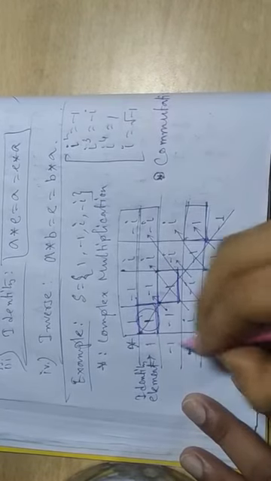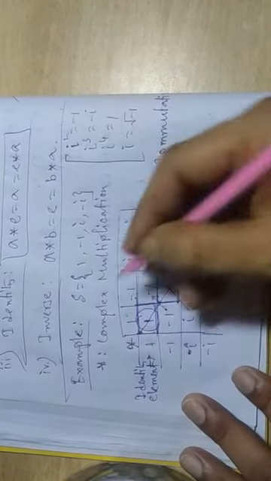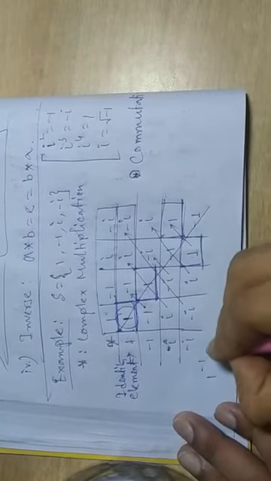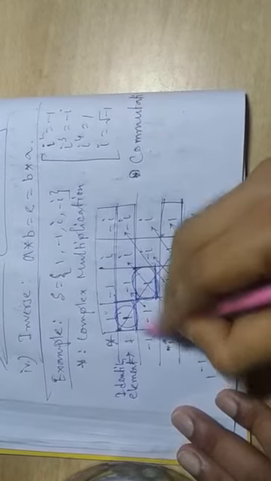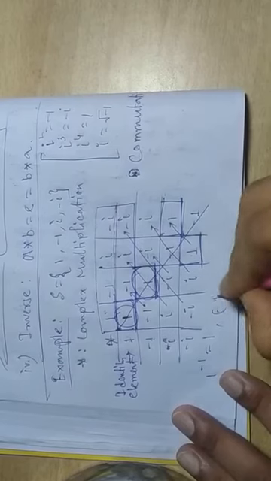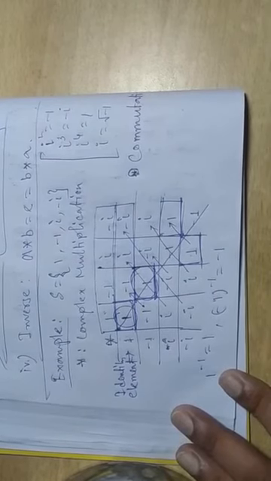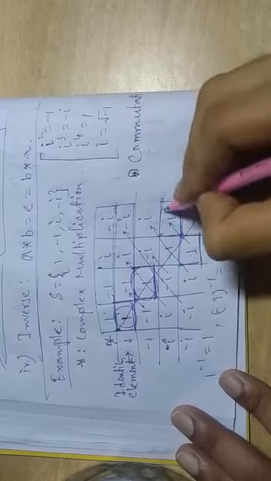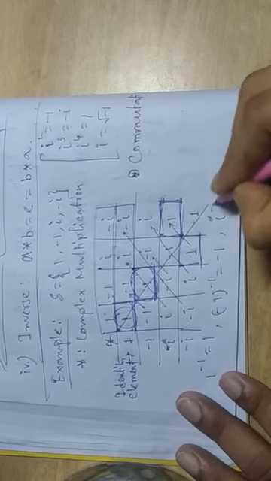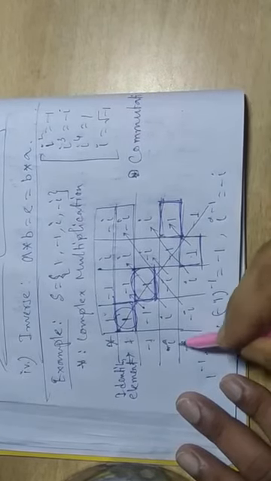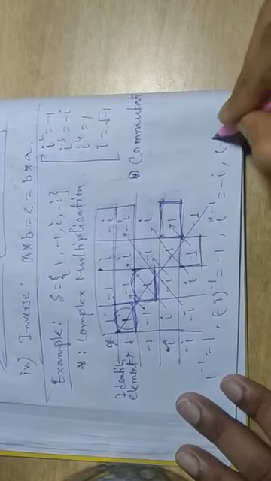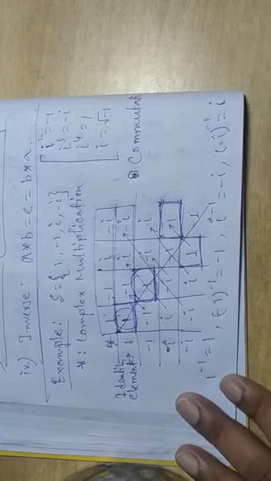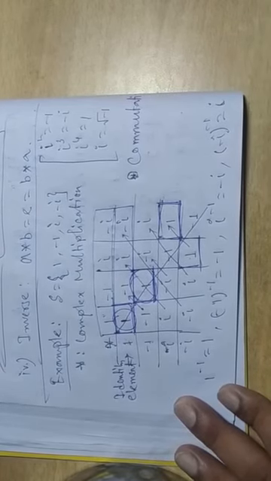Now for here, what elements are there? 1 and 1. So we can say that 1 inverse is nothing but 1. Similarly, in the second case, it is minus 1 and minus 1. So we can also say minus 1 inverse is minus 1. In the third case, the elements are i and minus i. So we can say i inverse is minus i. And in the fourth case, minus i and i. So we can say minus i inverse is i. So these are the inverses of the elements.